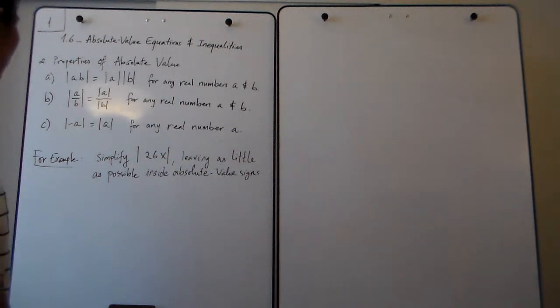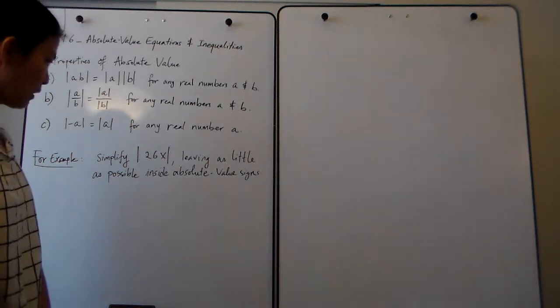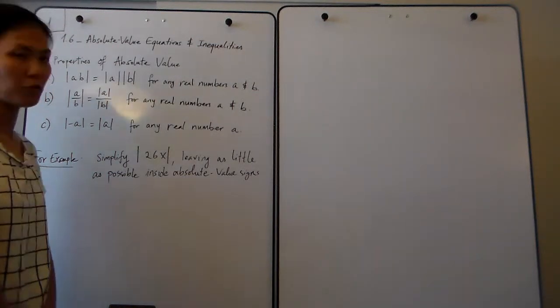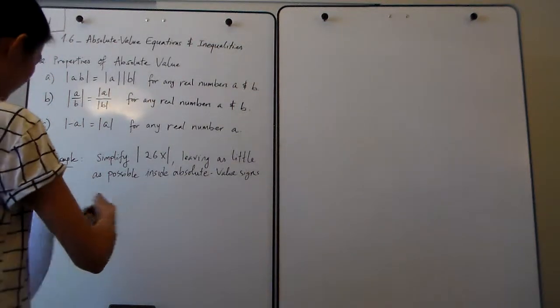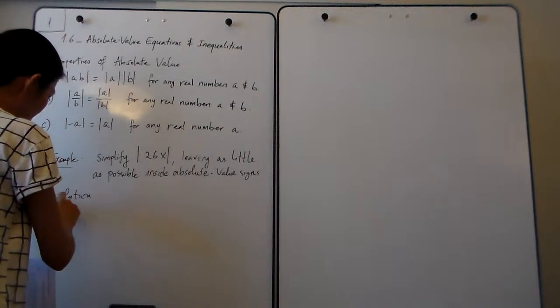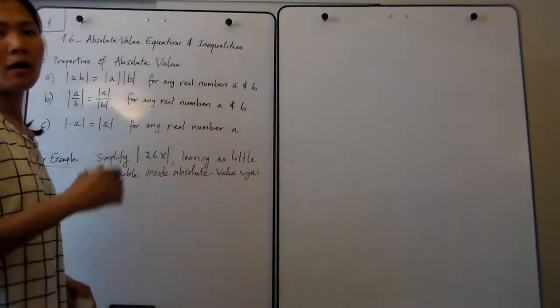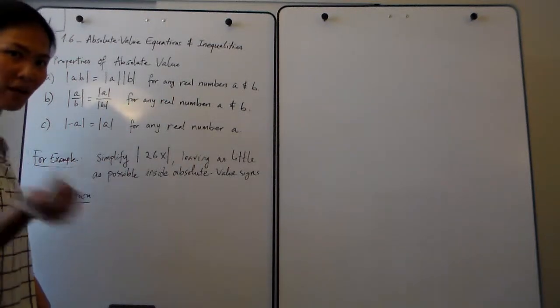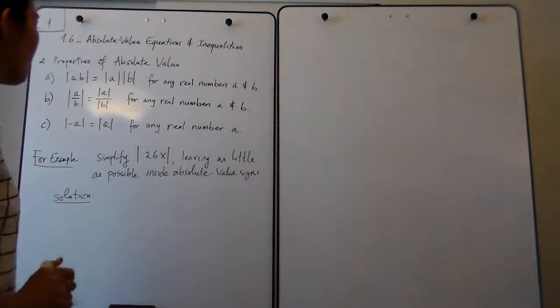And here is the example. Simplify the absolute value of 26x, leaving as little as possible inside absolute value signs. Now, I would like you to take note, take out your notes and work on this problem with me.